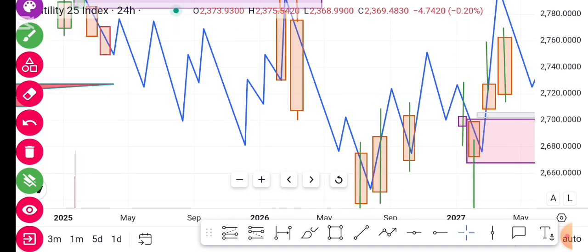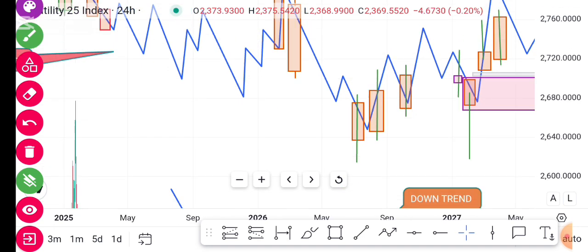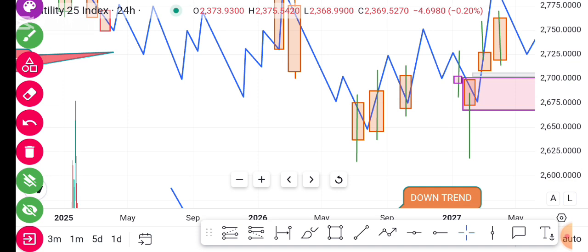So if you can see around this area that all areas were filled, do you see these areas of demand, all of them, this candle came and filled everything here.